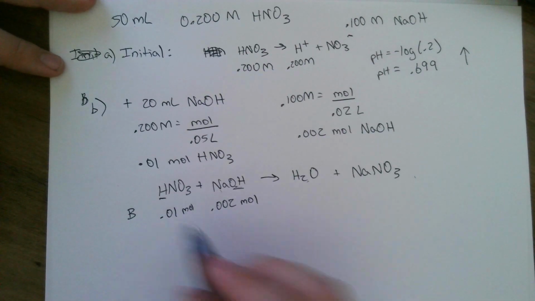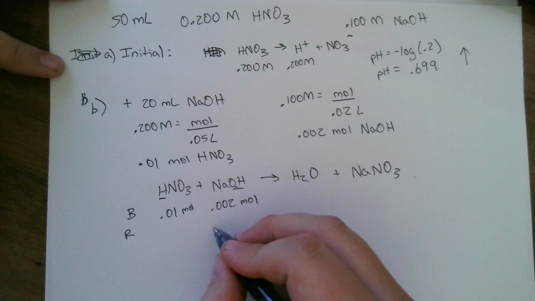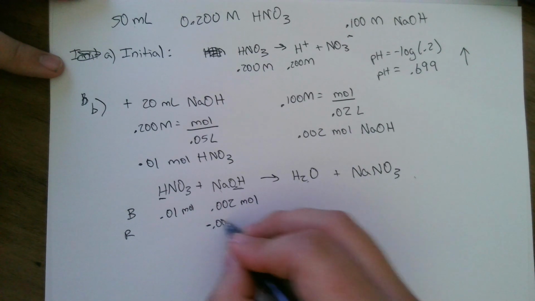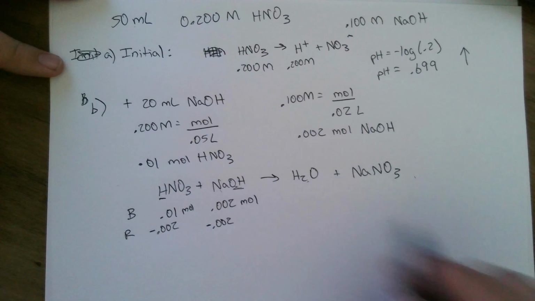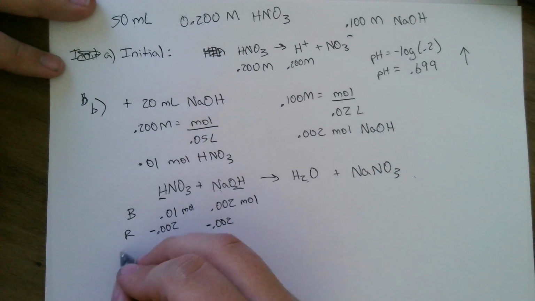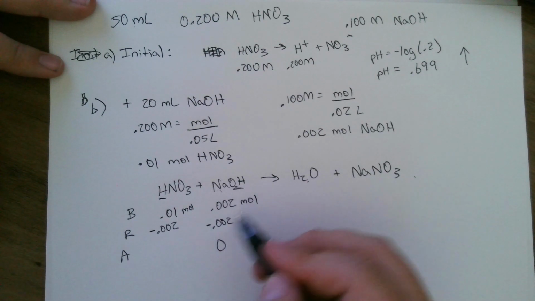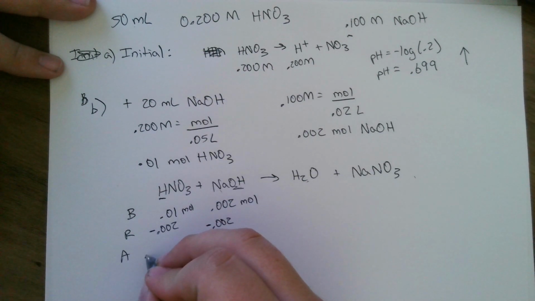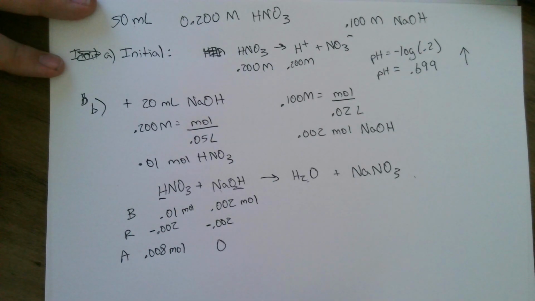These two are going to react until one of them is consumed. This one will run out first, so it's going to lose 0.002. So will this. Not even going to bother with these products because they don't affect the pH. After, I have no NaOH left. It's all been neutralized, but some of this was consumed as well. I'm only left with 0.008 moles of HNO3.